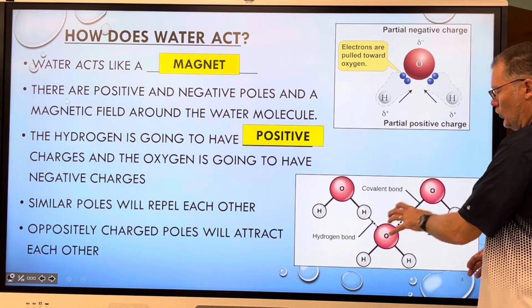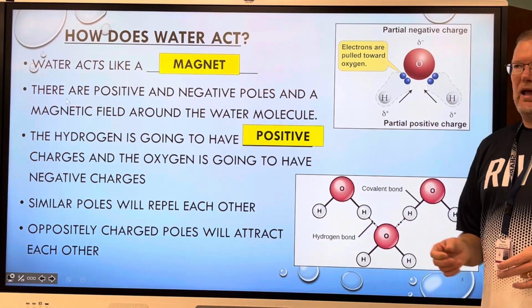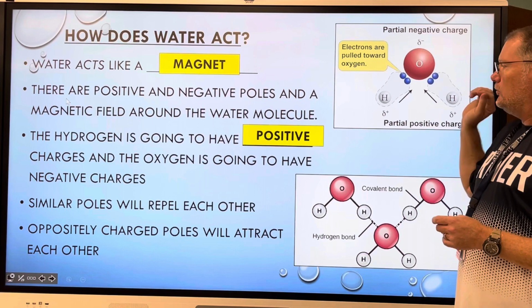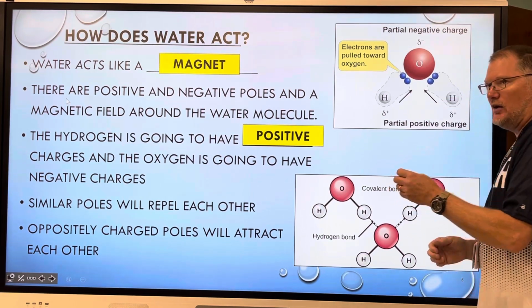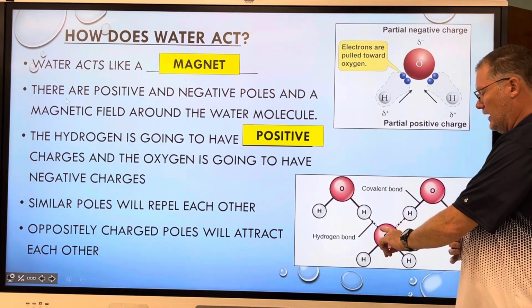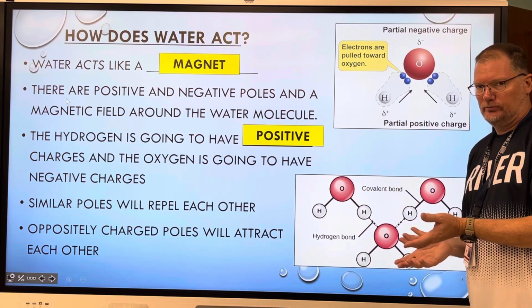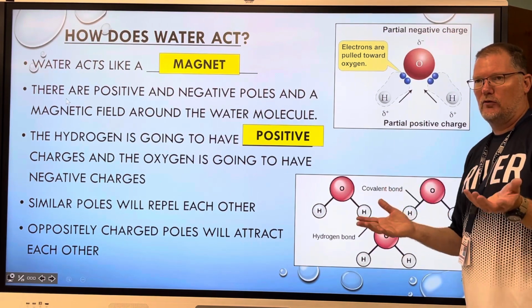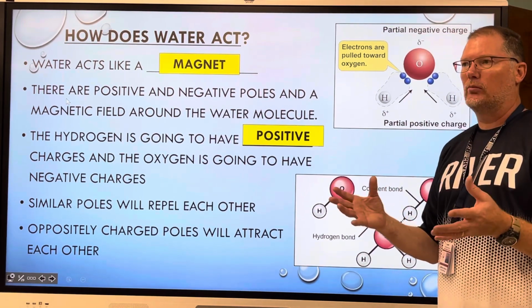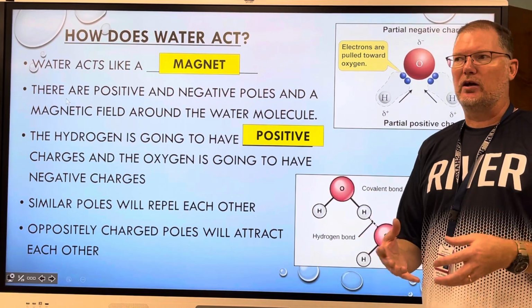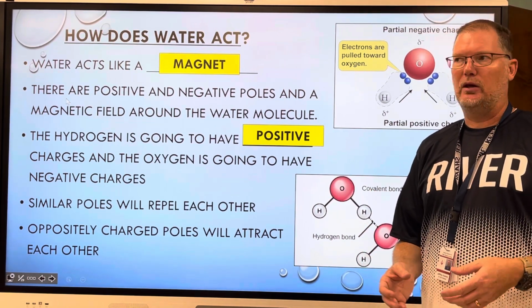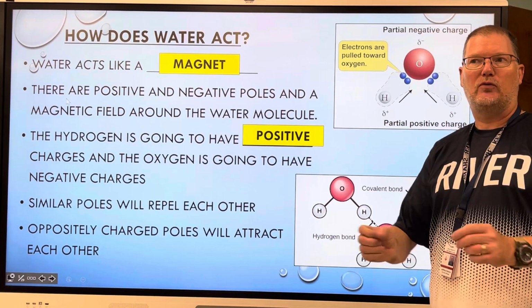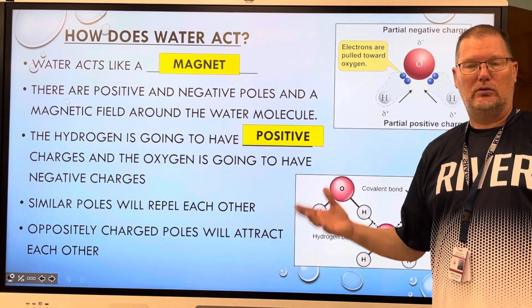And it sticks to other water molecules. If it wasn't polar, then they wouldn't stick to each other, and they'd bounce all over the place. Water would not form pools or puddles or lakes or oceans. It would probably be a gas and would be floating around the atmosphere.